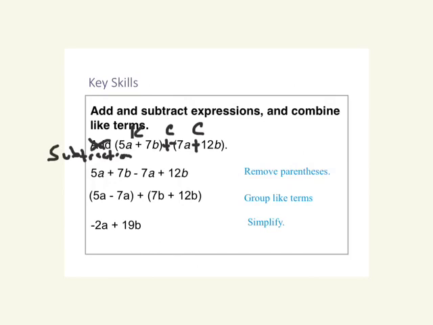Now I can go ahead and take 5a and negative 7a, group those two together, and make negative 2a. And I can take 7b and 12b and group those two together and make 19b.